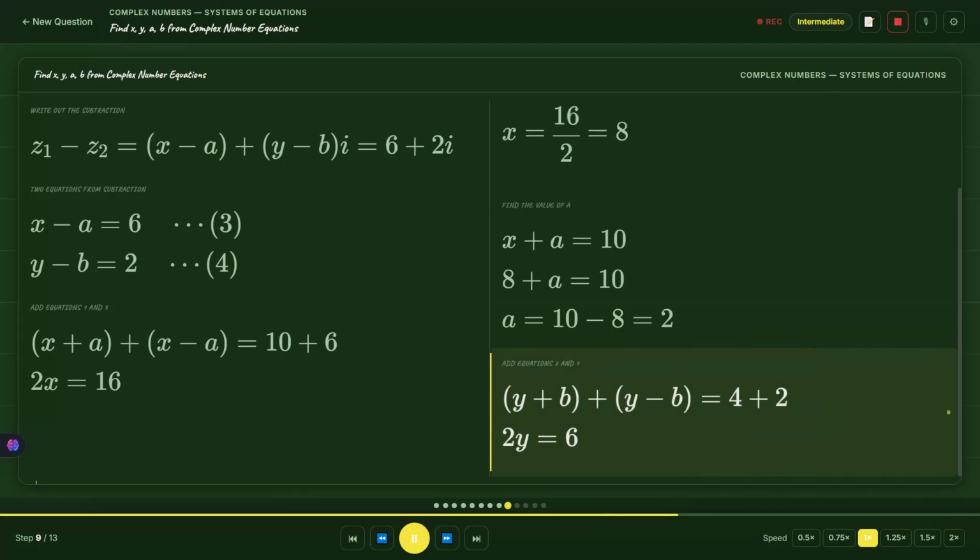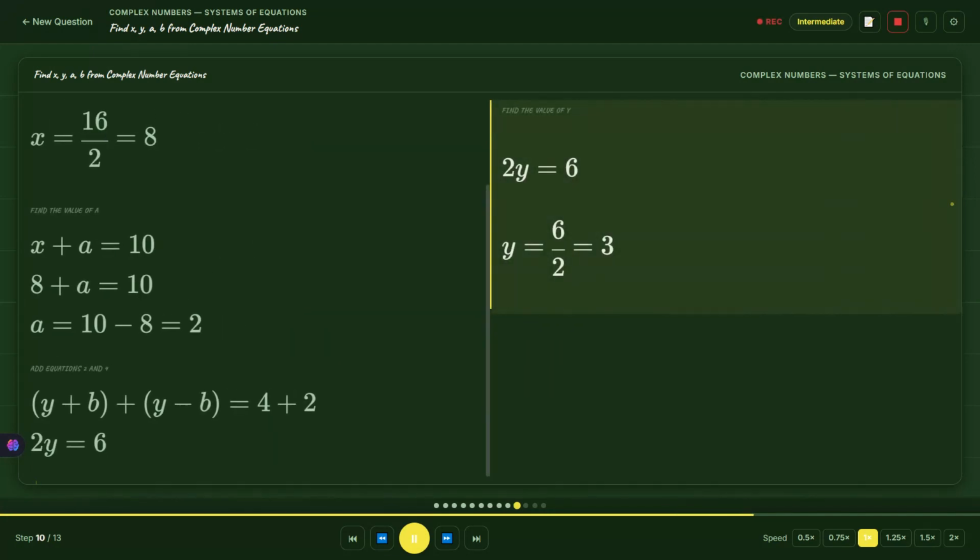Now let's do the same trick for y and b. We add equation 2 and equation 4. The b and take away b cancel out, and we get 2 times y equals 6. We split 6 into 2 equal parts. That gives us 3. So y equals 3.